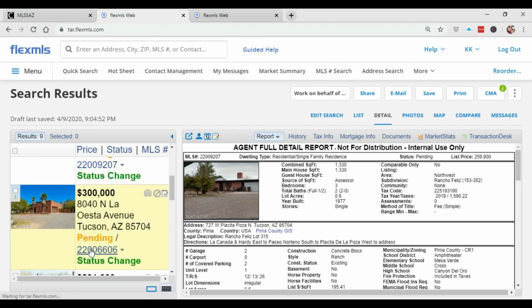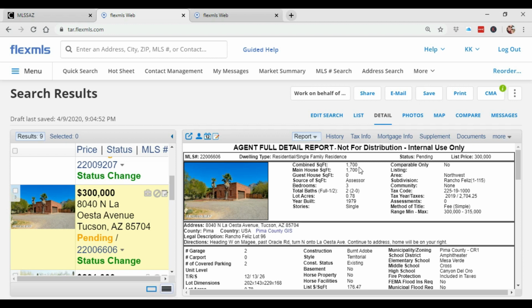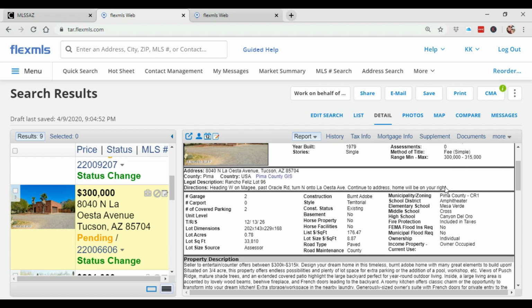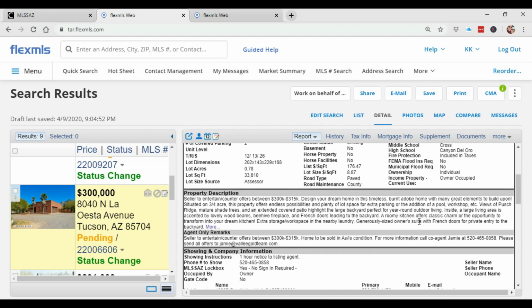Here's the other one, 300, I think that we were looking at. Yeah, 1,700 square feet like our subject. 2-car garage like our subject. It's an Adobe property. Our subject's not an Adobe home. This one's out in Rancho Feliz, which is a lot different of a neighborhood. It's very nice. All right, let's take a look at this property too.